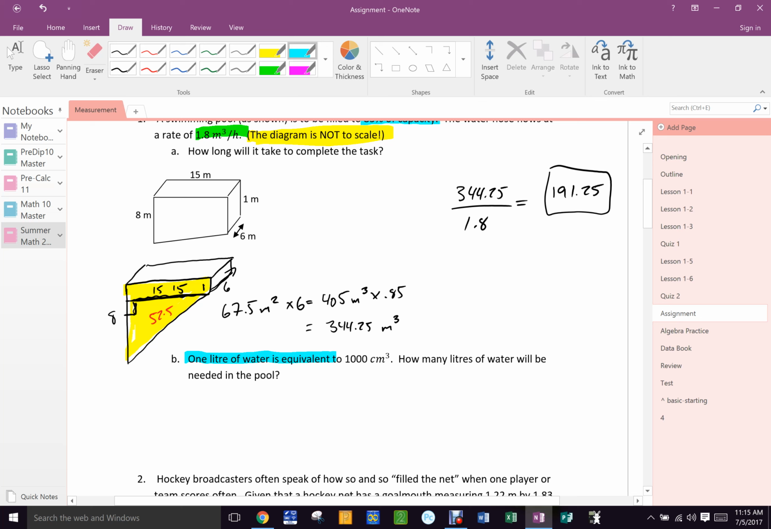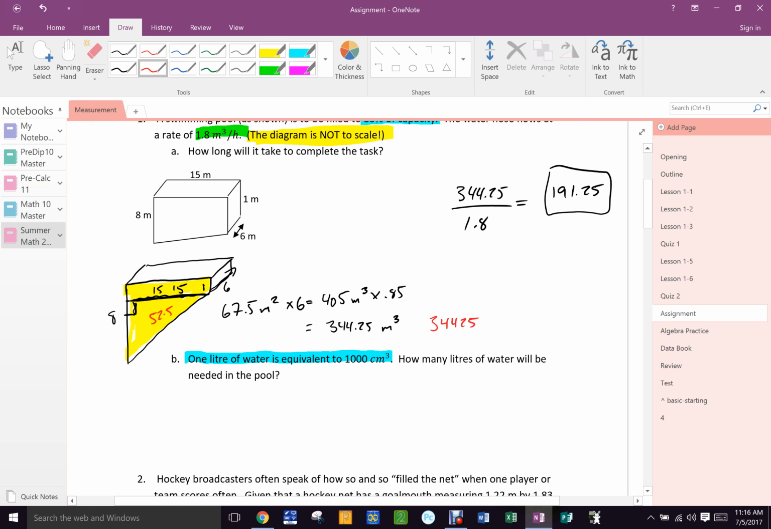One liter is 1,000 centimeters cubed, right? I know my pool is 344.25 meters cubed, don't I? So I got to convert, right? How do I convert centimeters to meters? I multiply by 100, right? So if I multiply by 100, I should be at 34,425, correct?